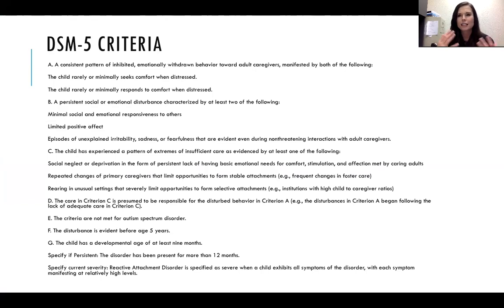So it won't seek, the child won't cry. The child won't seek out help. Or the child will continue to cry and not respond, which can make the bond between caregiver and child more challenging. And it's a persistent social or emotional disturbance characterized by at least two of the following: minimal social and emotional responsiveness to others, limited positive affect, episodes of unexplained irritability, sadness, or fearfulness that are evident during even non-threatening interactions with caregivers.